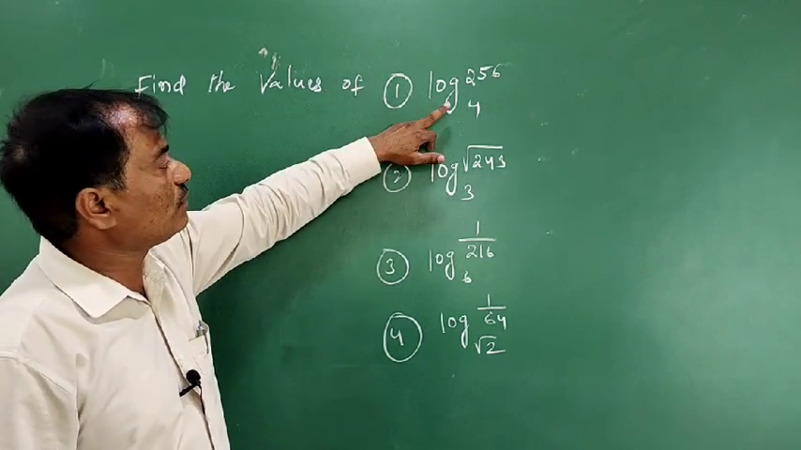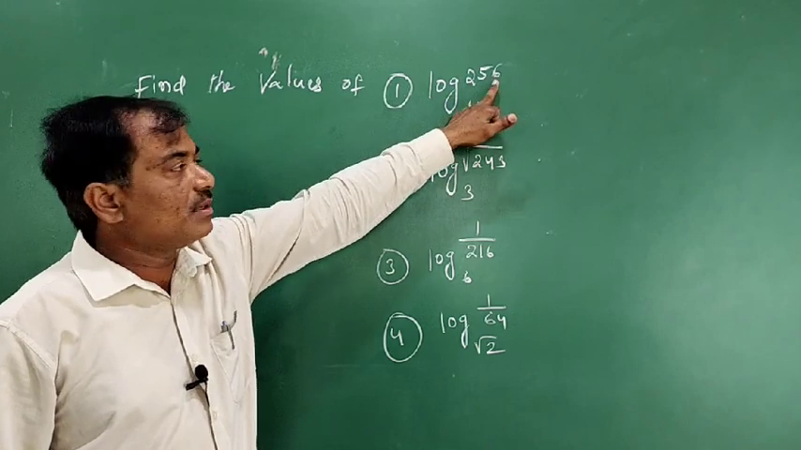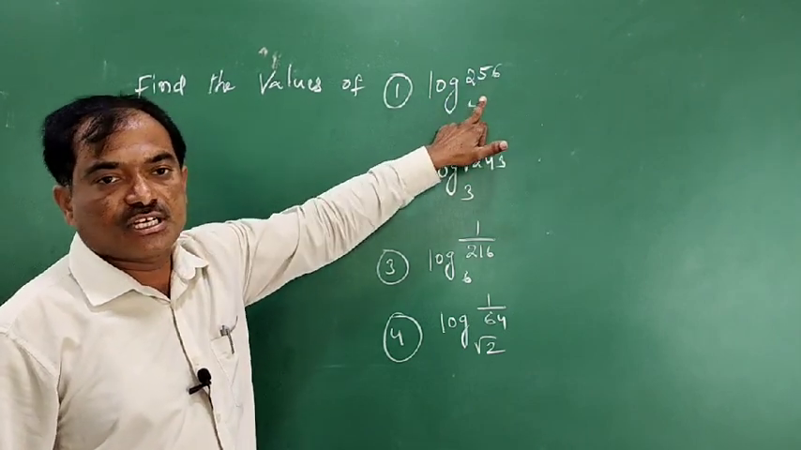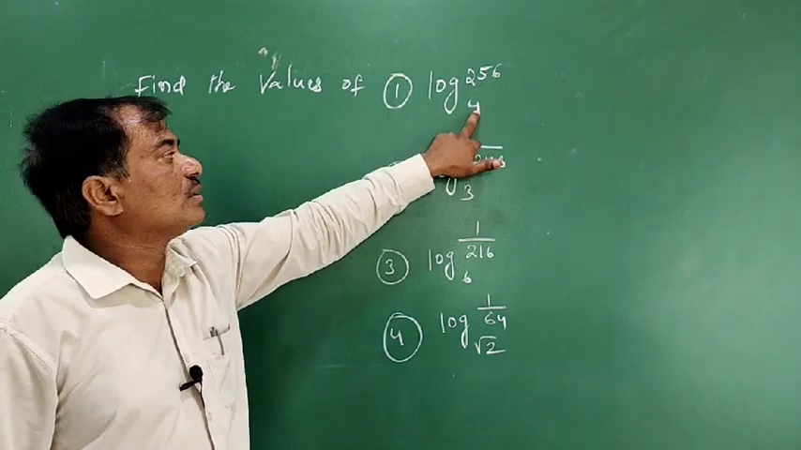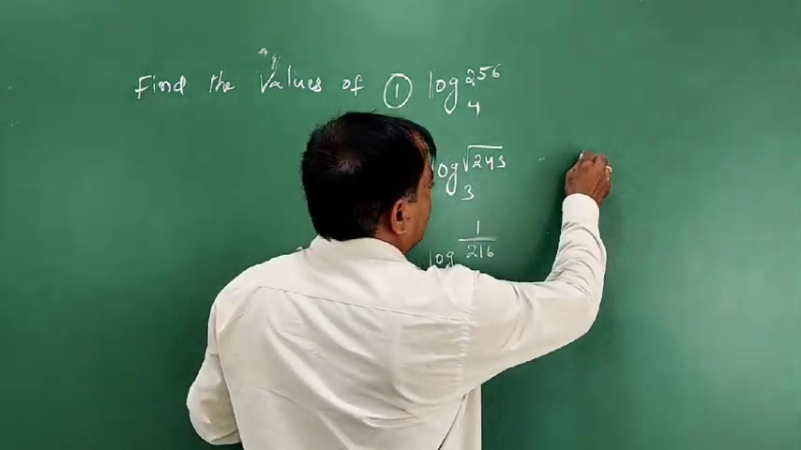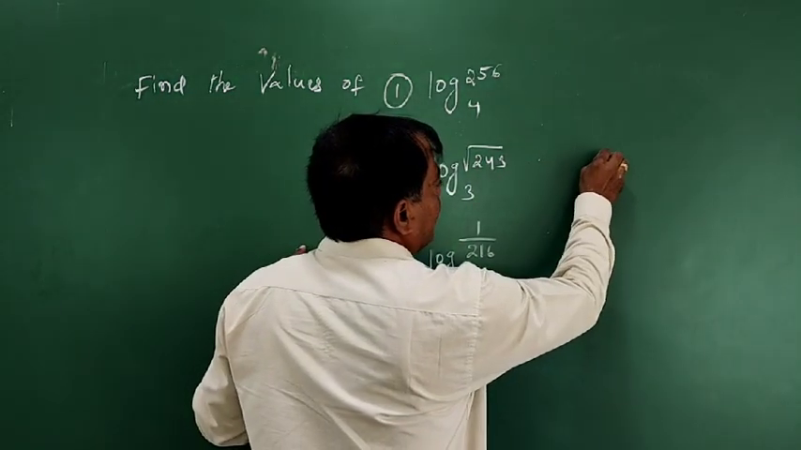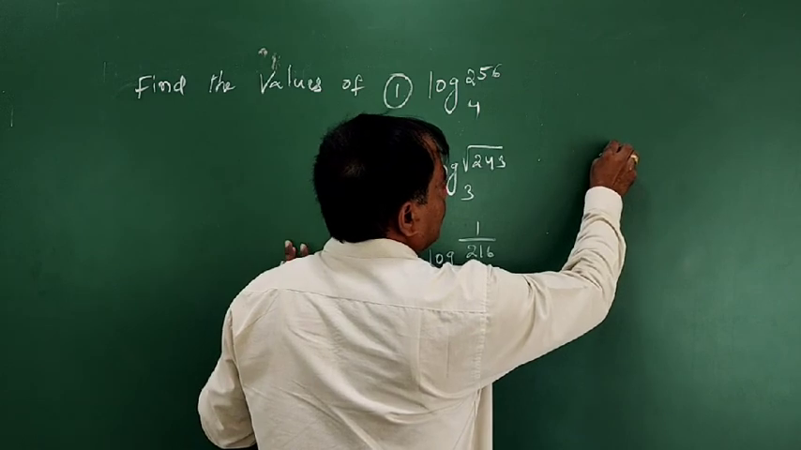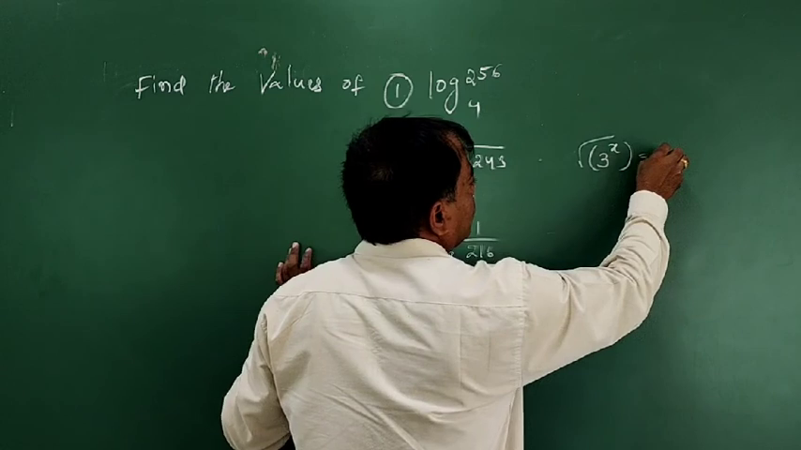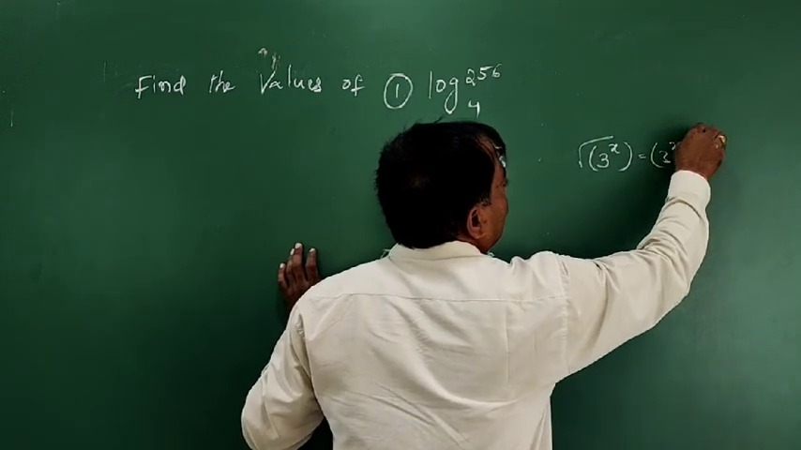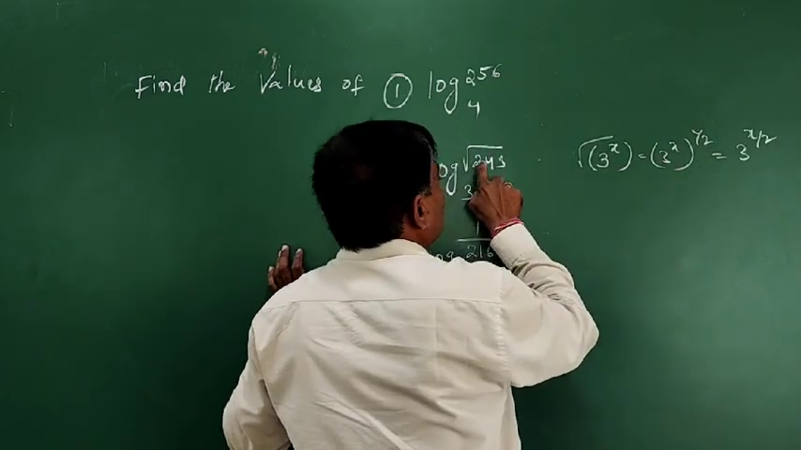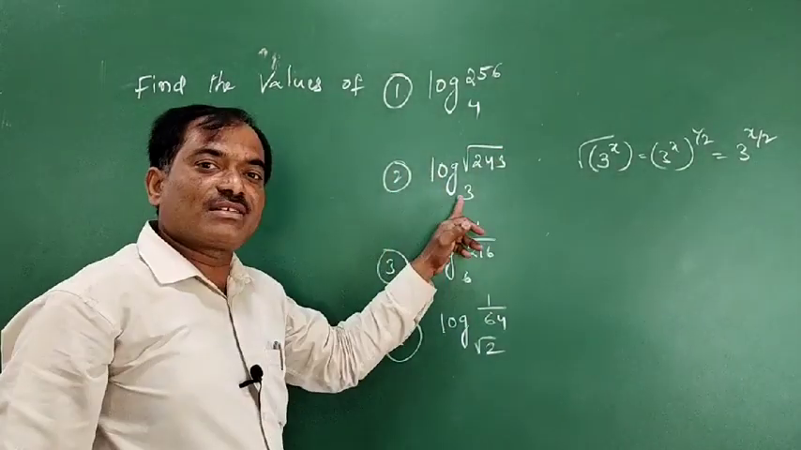First one, find the value of log 256 to the base 4. This 256 can be expressed as powers of either 4 or 2. Next, log 243. This 243 can be expressed as 3 power something, for example 3 power x, and the square root is there. Square root can be written as 1 by 2. So finally we get 3x by 2. What is x? This 243 can be expressed as powers of 3.